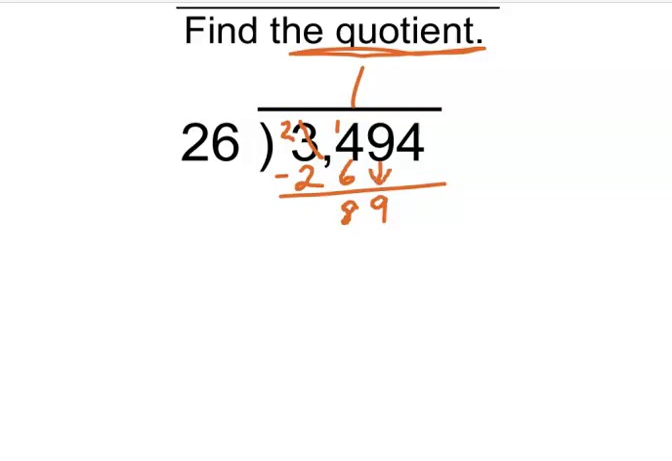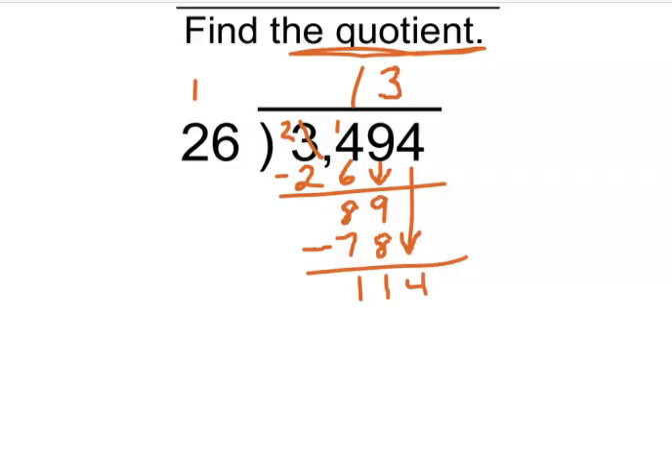All right, how many times does 26 go into 89? I'm going to say probably about 3 times. 3 times 6 is 18. 3 times 2 is 6, plus 1 more is 7. And we'll subtract that. All right, so take 8 away from 9, you get 1. Take 7 away from 8, you get 1. Bring down the 4.